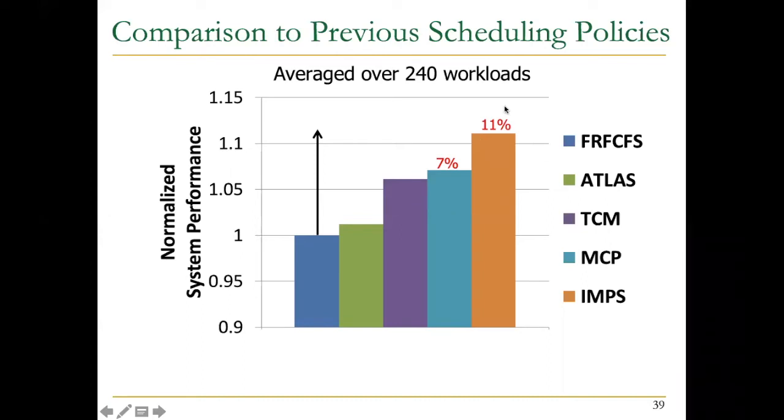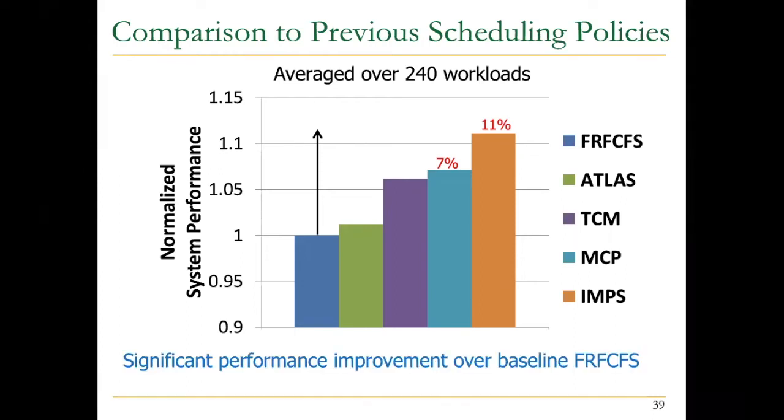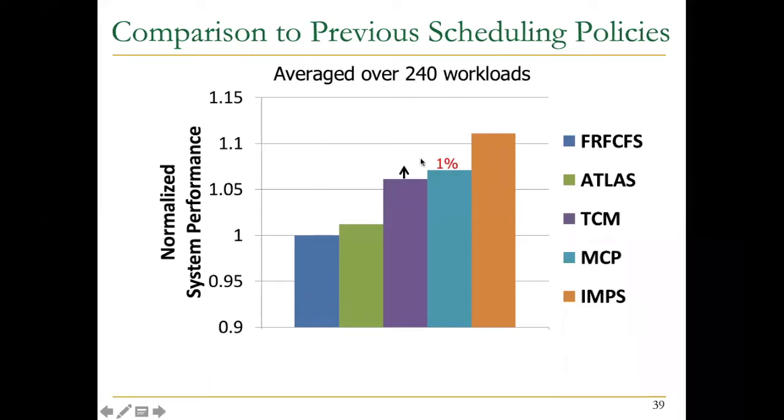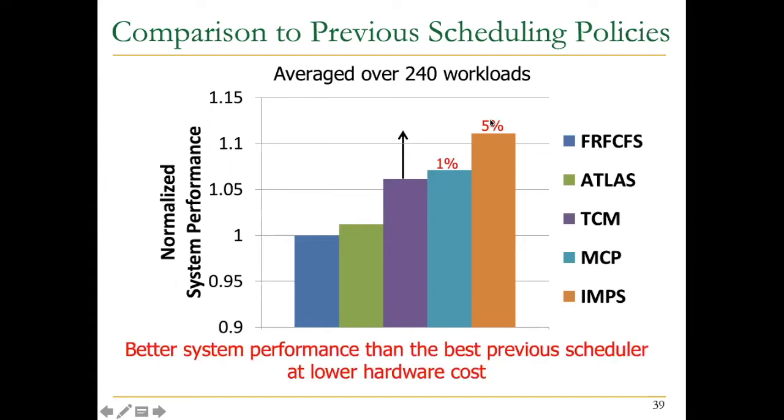And IMPS is 11%. 11% is very high across 240 workloads, I think. Even though some people may think it's not as high, it's not that bad averaged across many workloads. Remember, there are some workloads over here that are not very high intensity at all. As a result, memory is not a problem in them, and you can just look at the paper. So basically, there's significant performance improvement over the baseline row-hit-first scheduler. Compared to TCM, there's significant performance improvement with very little change to the memory scheduling logic. Basically, you get better system performance than the best previous scheduler at much lower hardware cost.